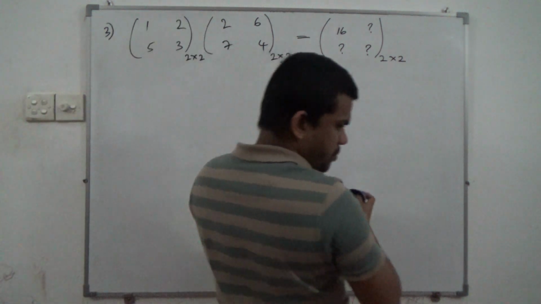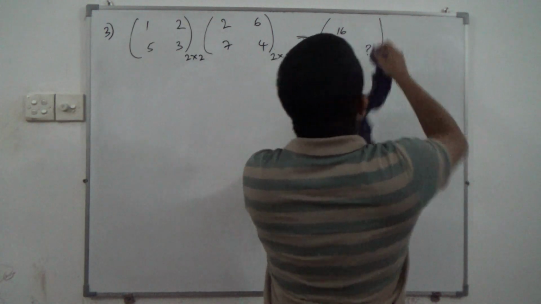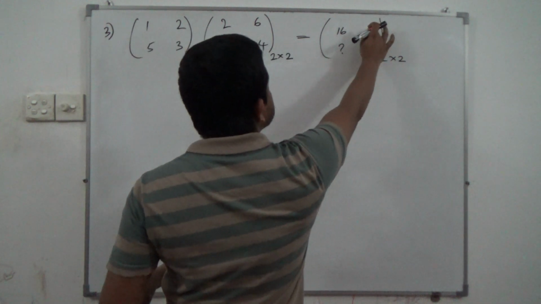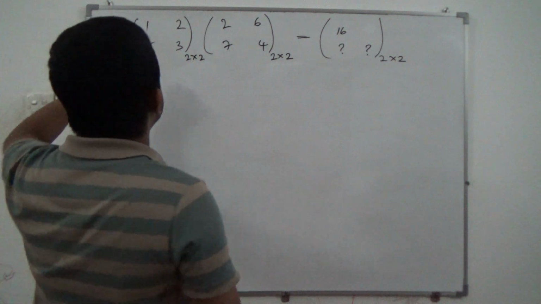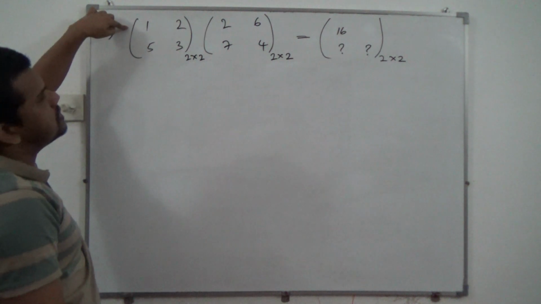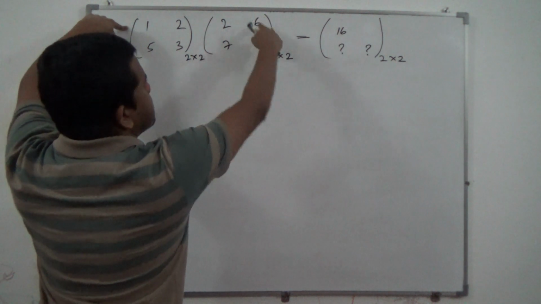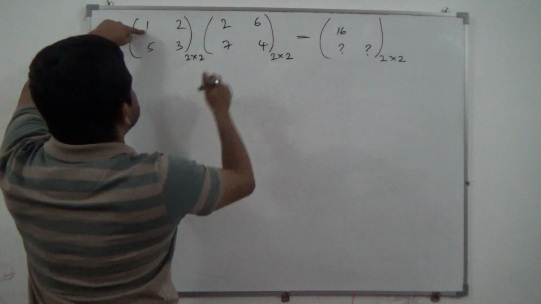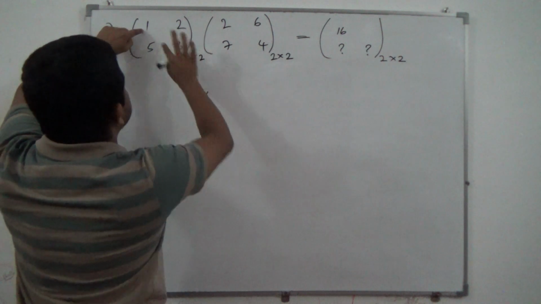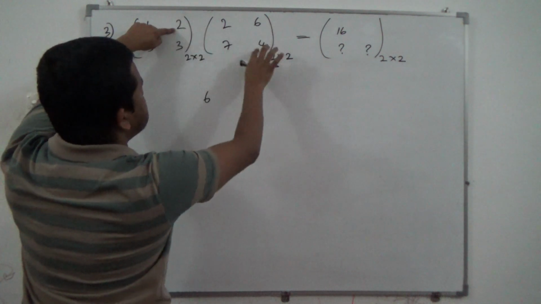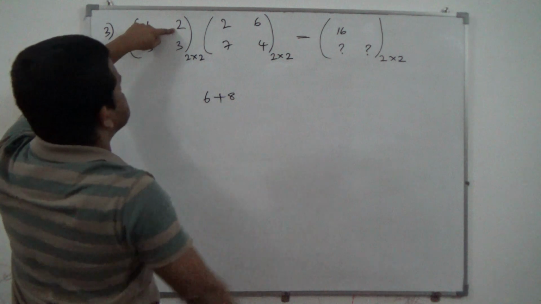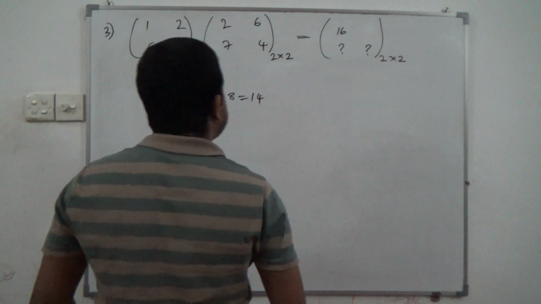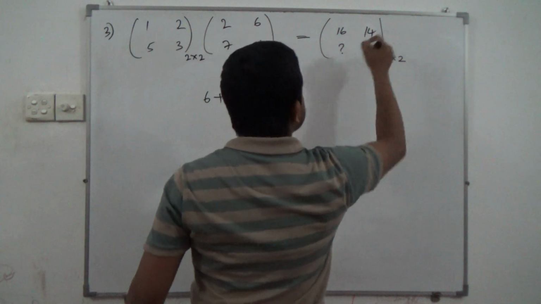Now let's compute this value. This is our first row and second column. Therefore, here we have to consider the first row in this matrix and the second column of this matrix. Therefore, 1 into 6, 6, 2 into 4, 8. The answer is 14. Here we have 14.